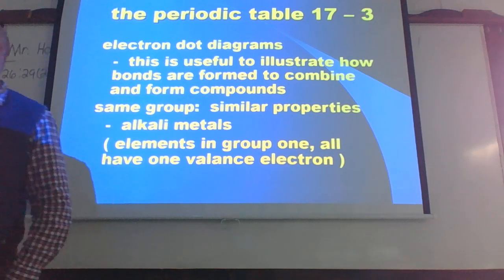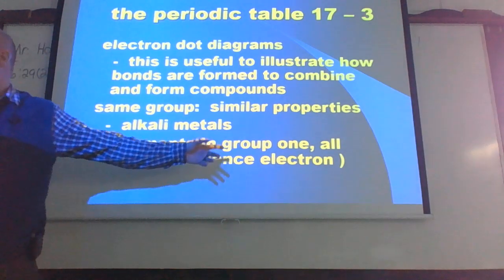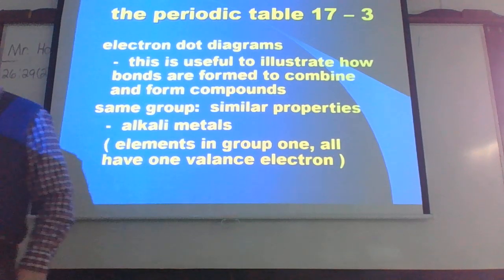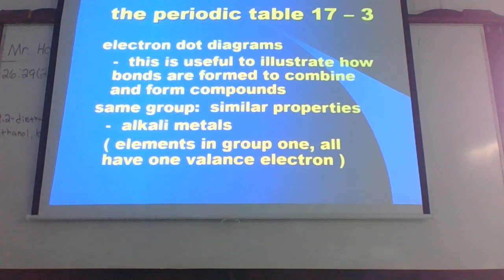But where's hydrogen located, though? Still in column 1. So if we call them alkali metals, why would we put hydrogen in column 1? It has something to do with its electron. There's only one valence electron. So it's going to be in the same column with other elements that only have one valence electron.